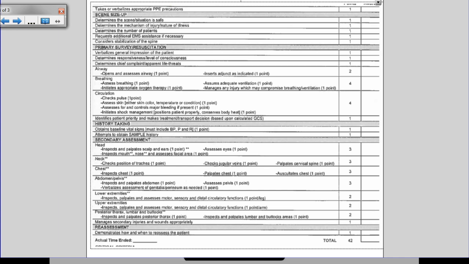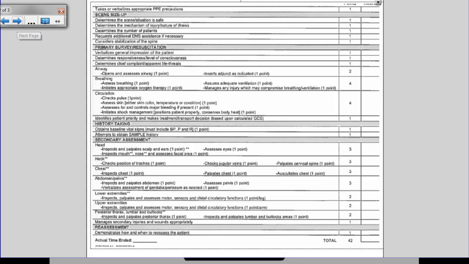Let's look at the checkoff sheet for National Registry real quick, and it starts at the beginning. PPE, then scene size-up. The scene size-up in this case is a male patient lying on the floor with blood-soaked pants, so we can see blood, but don't know where it's coming from. Determine the scene is safe. It appears to be safe. Mechanism of injury or nature of illness is unknown right now, and we're going to have to investigate that a little more. Number of patients: there's 1 patient.